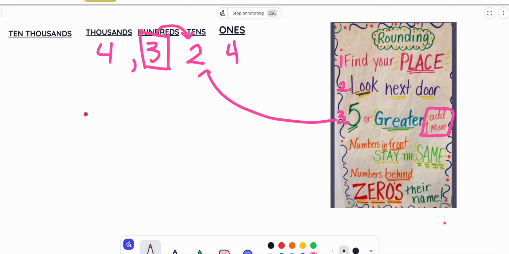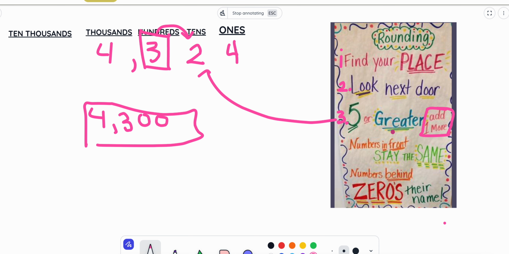Numbers in the front stay the same. Okay, so I'm going to rewrite my number. 4 stays the same. My place stays the same because I don't add 1 more. It's not 5 or greater. Numbers behind, 0 is their name. So 0. The number behind 3 is 0. The other number is 0. Oh, I just rounded to the nearest 100. What did Miss G mean about rule number 3?